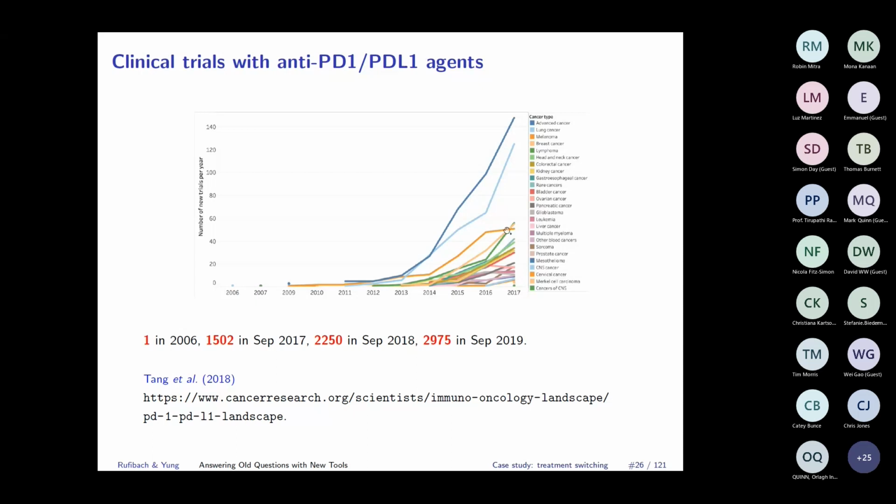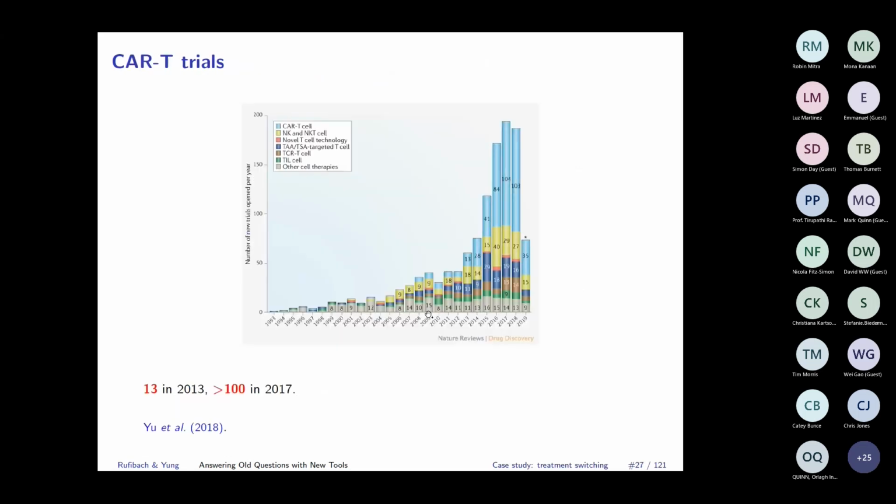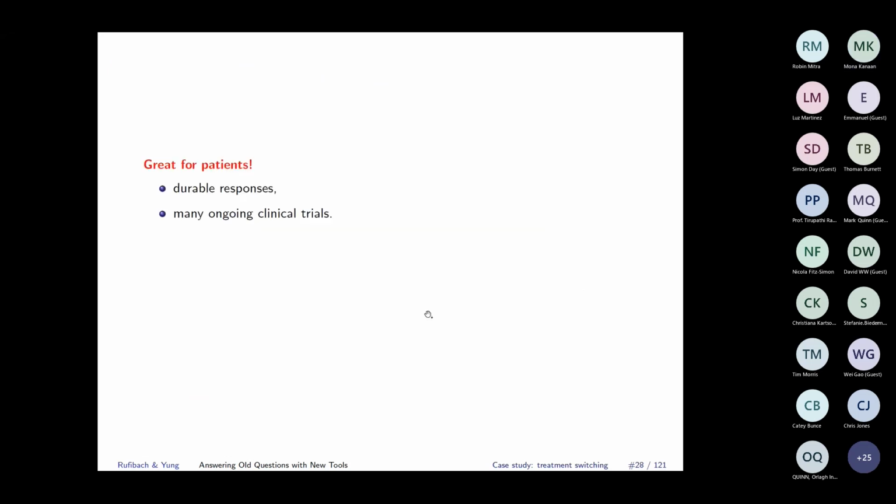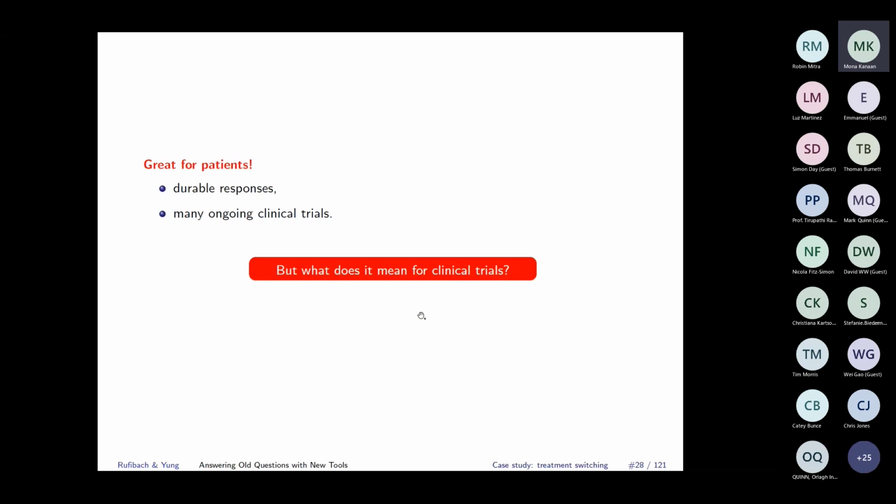But just to say here, you have all these agents, and these are all the indications where they've been developed in. The same is true for CAR-T. Many different CAR-T approaches are being developed. Now, what implications does that have? Well, it's great for patients. You get durable responses, and you have many ongoing clinical trials where patients can get on. But what does it mean for running clinical trials?